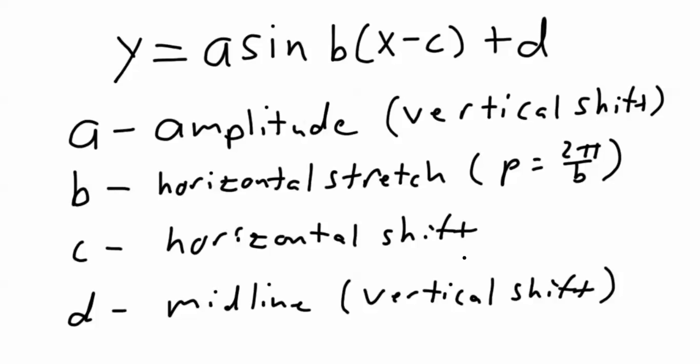And I'm going to change this up: we're going to use that b is equal to 2 pi over the period, because what we're going to be able to find from the graph is the period, and that's going to help us find the b value. Let's reverse it a little bit. c is the horizontal shift, and then d is the midline, or the vertical shift. Alright, so those are some of the key things we should already know.